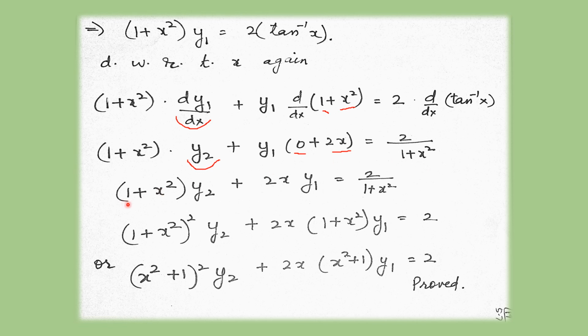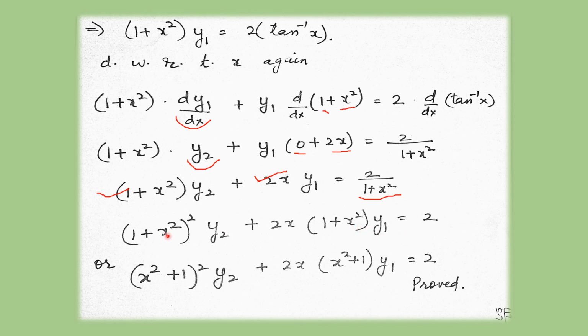On solving it further, you will get 1 plus x square into y2 plus 2x y1 is equal to 2 upon 1 plus x square. Okay, done. So this is equal to 1 plus x square whole square into y2. How did you do this? You have to take this 1 plus x square towards the left hand side. So this will be getting multiplied by this term and also it will get multiplied by this term. So what you will get is 1 plus x square whole square, because this came from the right hand side, into y2 plus 2x (1 plus x square) y1 is equal to 2.